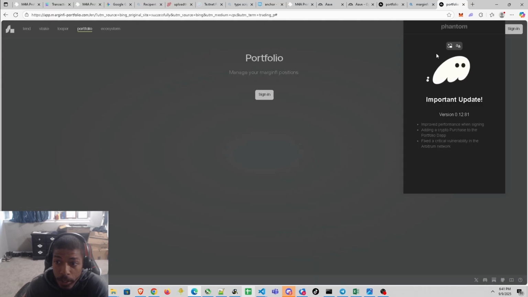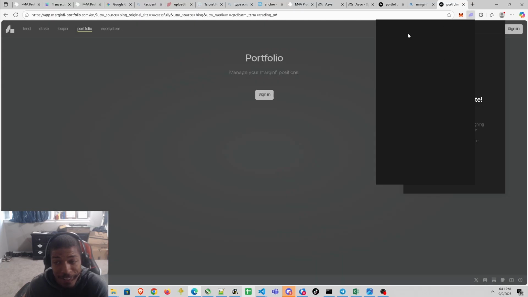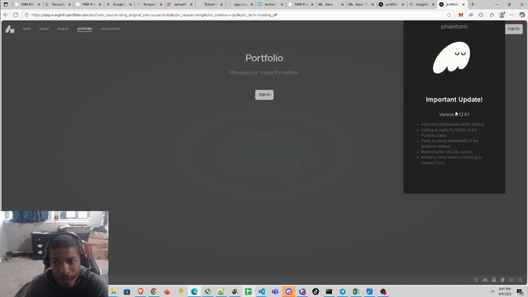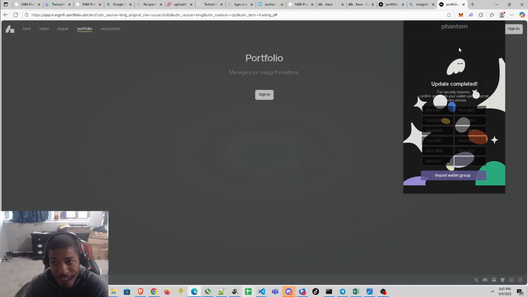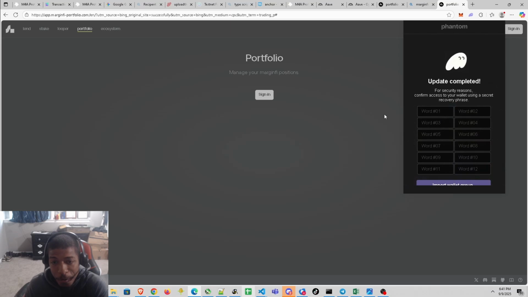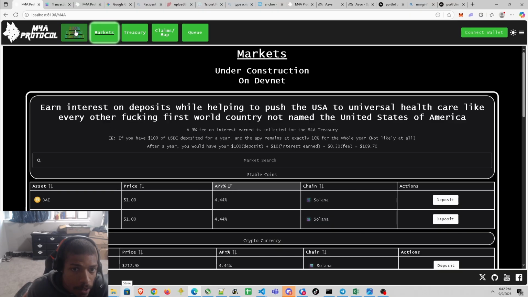Important update. That is not the Phantom app. This is the Phantom app. This is coming from the website. This is not a real wallet. I don't know what that is. That is a scam. So yeah, if I wasn't sure that there was something wrong with MarginFi before, I'm absolutely sure now. Holy shit. Right? They have the scam document.